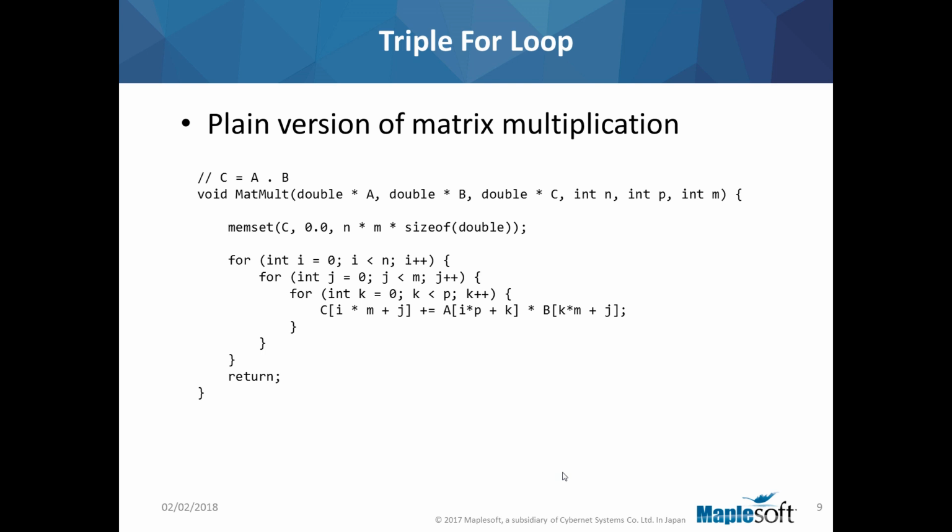With the triple for loop, this is something that you'd see in a typical numeric library, and you have three for loops that are going to be doing lots of additions and multiplications within them. It's very generic. The size of the matrices are left as parameters. This is probably how you would learn to do matrix multiplication in an introductory university course.